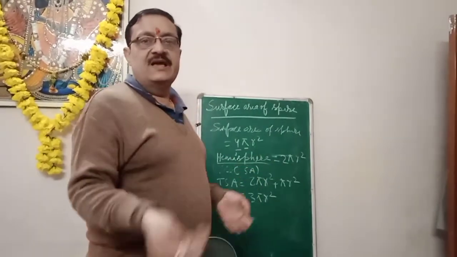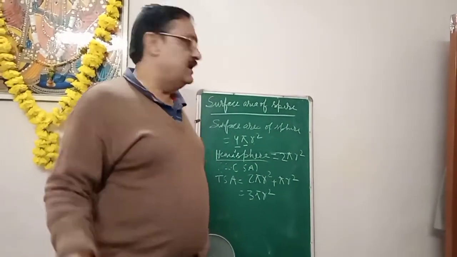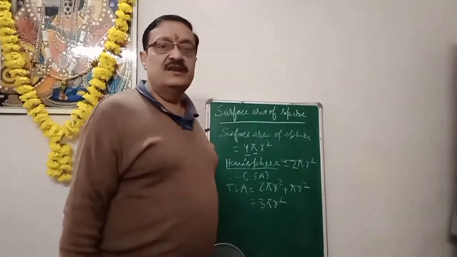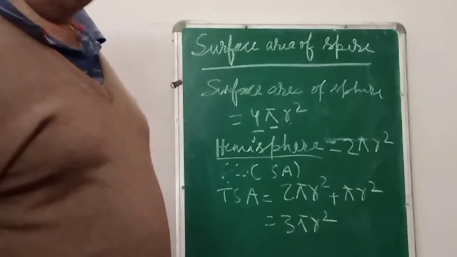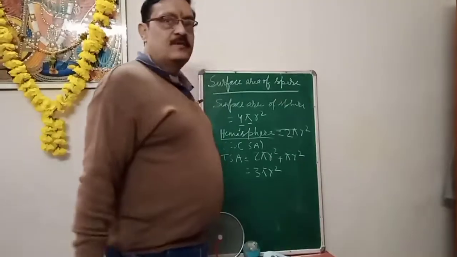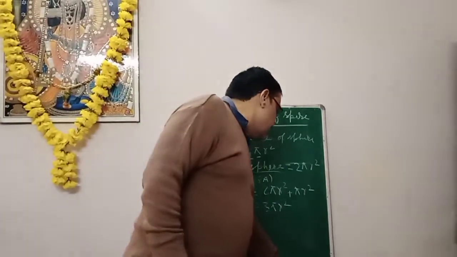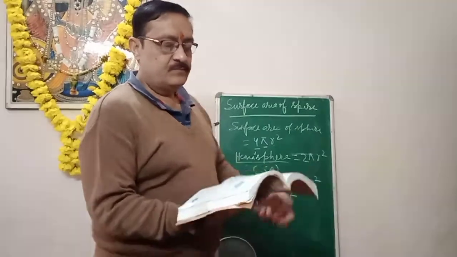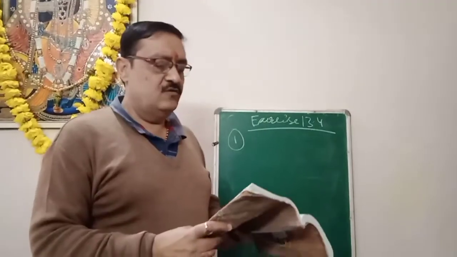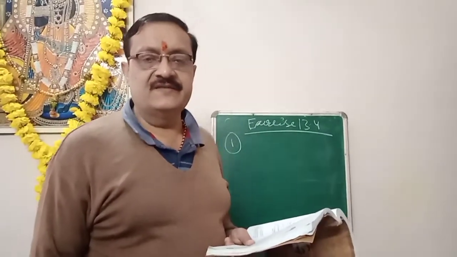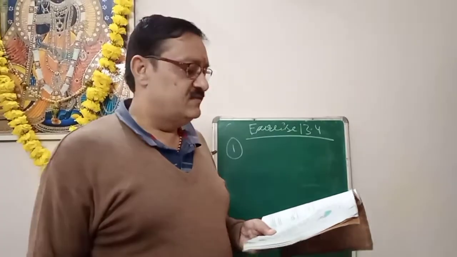Then we add pi r square to 2 pi r square, and we get 3 pi r square. So total surface area of a hemisphere is 3 pi r square. This is about this surface area. Now we are going to solve the problems of exercise 13.4 of class 9 NCERT maths book.